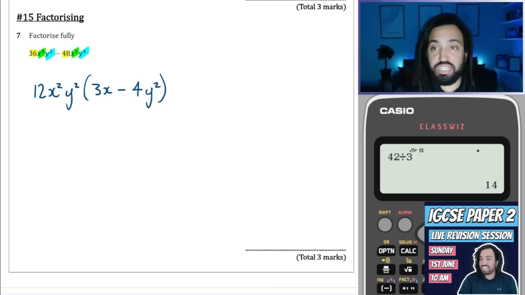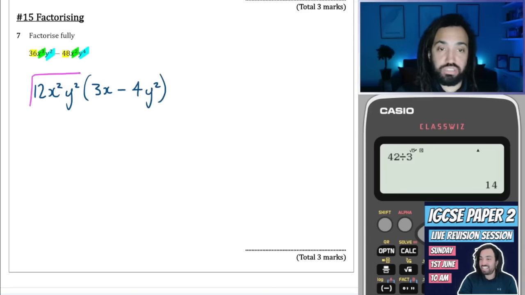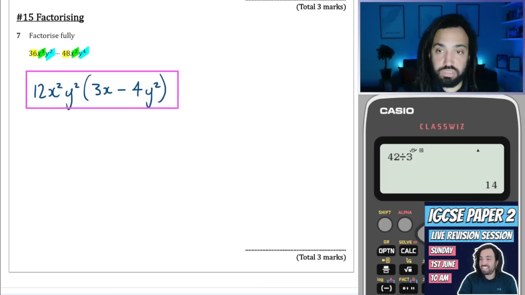Always check to see inside the bracket, are there any common factors? Because if there are, then it means you've not factorised properly. But this time there's not, so we are pretty confident that is all good.